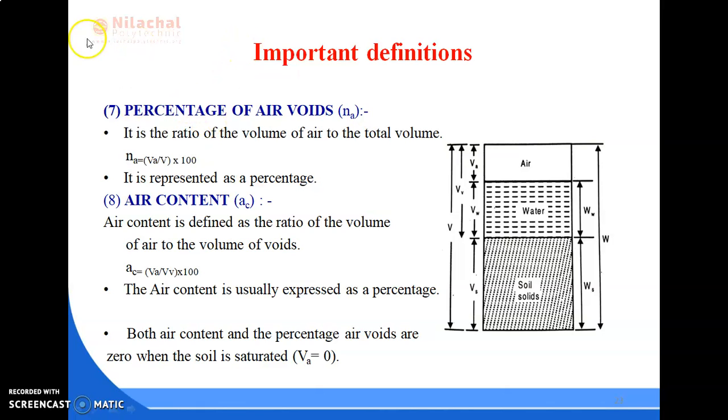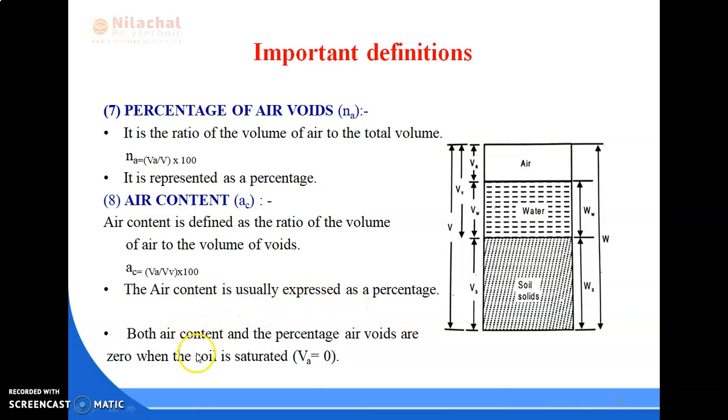Next is air content, Ac. It is defined as the ratio of volume of air to the volume of voids. So mathematically Ac equals Va by Vv. How much air is present within these voids of the soil? This is known as air content. So Va by Vv into 100. It is also expressed in percentage.